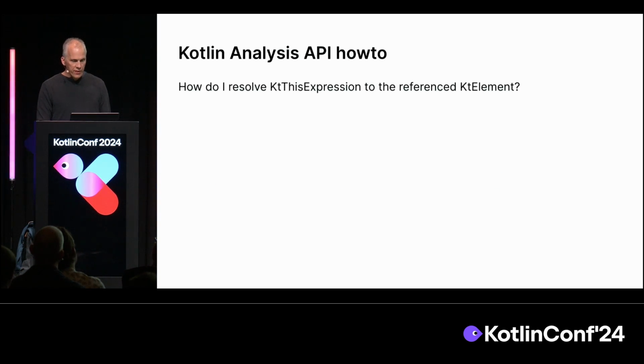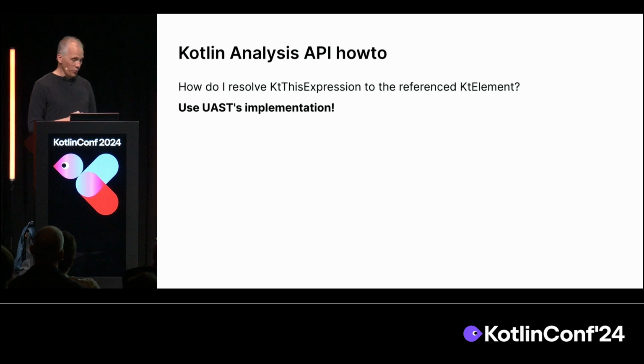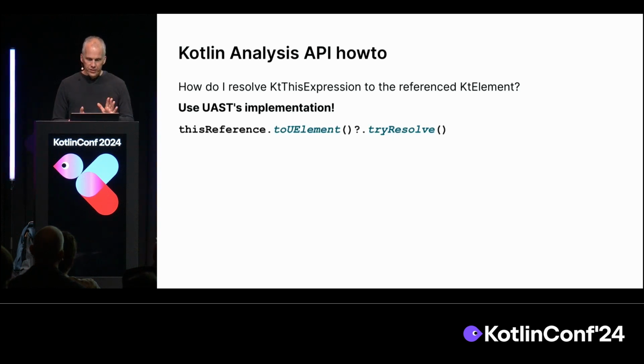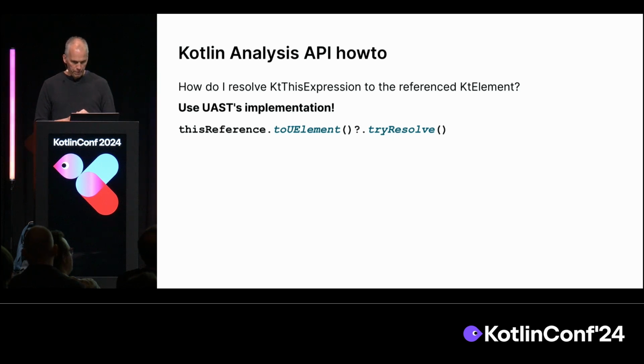So I recently had a this pointer in the middle of some detailed Kotlin PSI analysis, and I needed to resolve it. What is this pointing to? But I wasn't sure how to do that. And then I realized that UAST can do it. So I wrote this expression in my editor, and then I stepped into the try resolve call. So what's happening here is that you can always call to element on a PSI element, and UAST will try to wrap it with a U element. And now we can use UAST's nice resolve support.